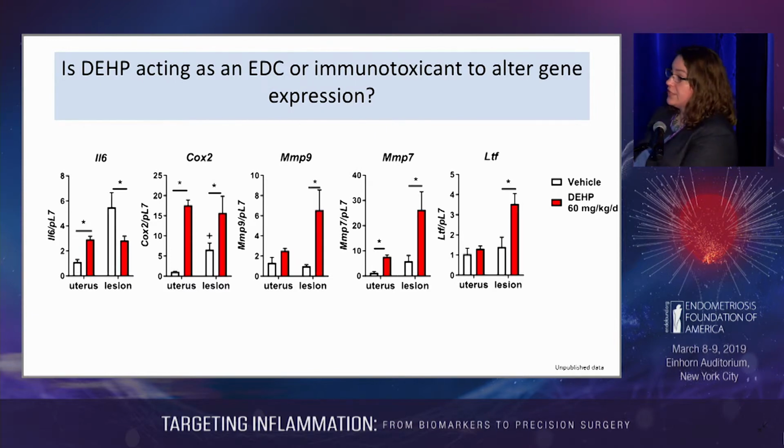Now, if we look at the lesions that we removed from the same mouse, we see that there's differential regulation of IL-6. We also see an increase in the lesions themselves with COX-2, and that is augmented with the DEHP. We see a very high level of MMP9, and the same with MMP7. And now what's interesting is one of the things that we are also looking at is the lactoferrin. Lactoferrin is also involved in secretions, and we know that these lesions are definitely secreting things. So this is something we are definitely looking into.